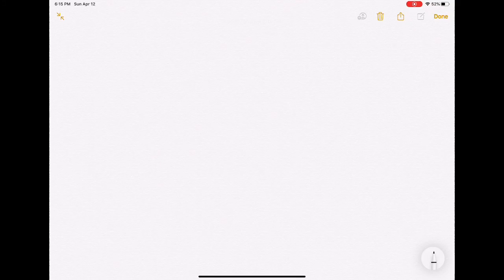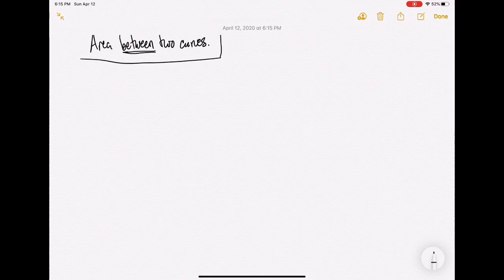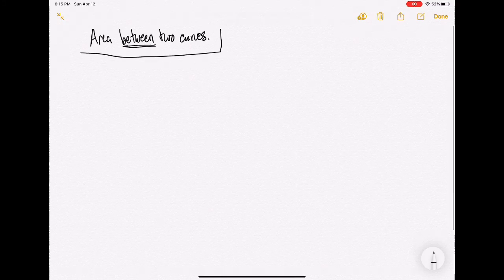Without further ado, we'll get into today's topic, which is the area between two curves. And I don't think it's a terribly difficult topic today. I think it's actually a pretty nice one. I'll give you the formula right now, and then we'll figure out why that's the formula and why it works and how to use it. So let's look at the formula for the area between two curves.